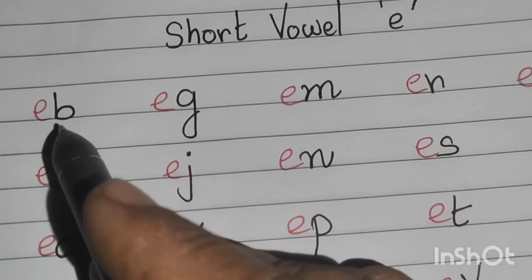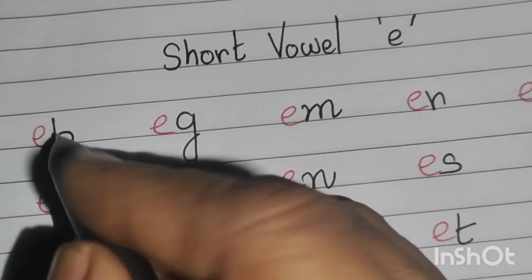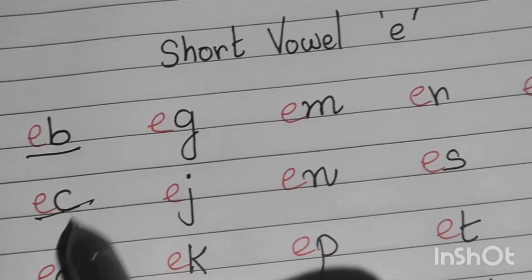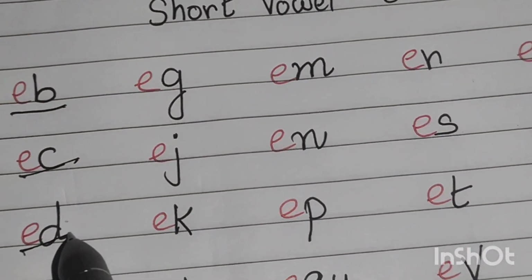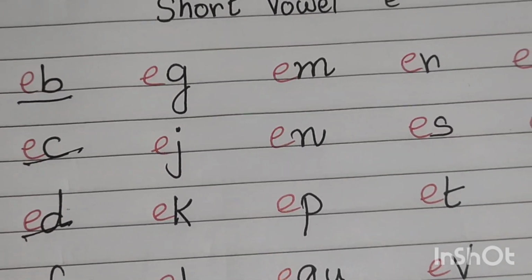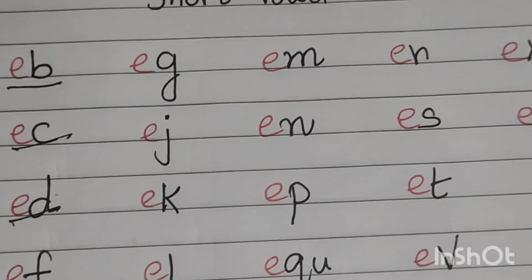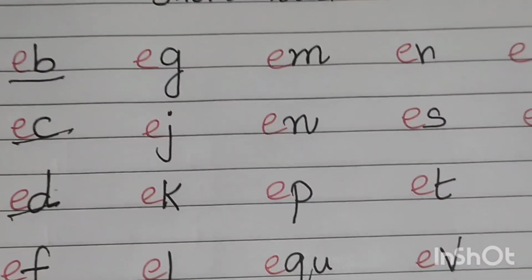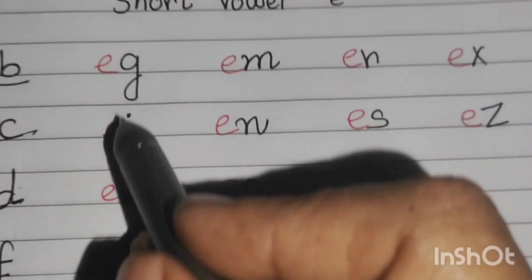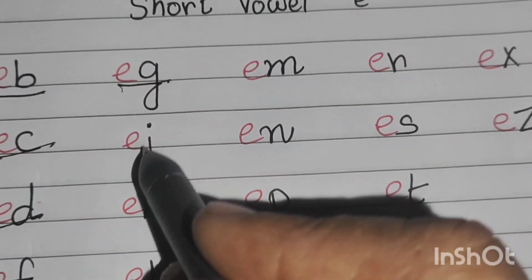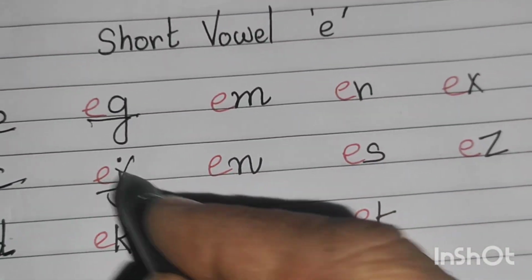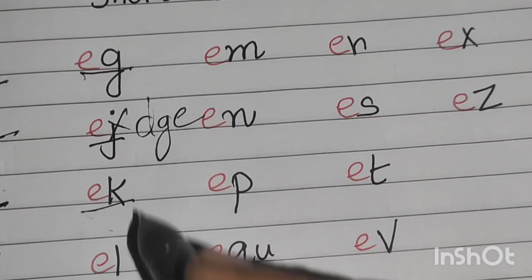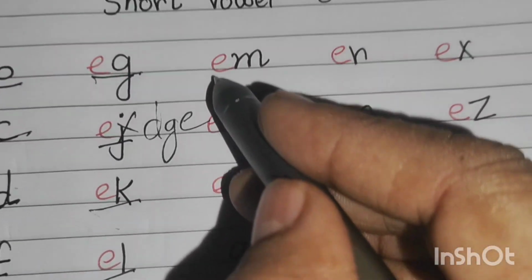See, the sound for E is "e". eb, ec, ek, ed, ef. We use it in the beginning of a syllable. Eg, egg, ej. Instead of j, we use d, g, e: edge. ek, el, yell.